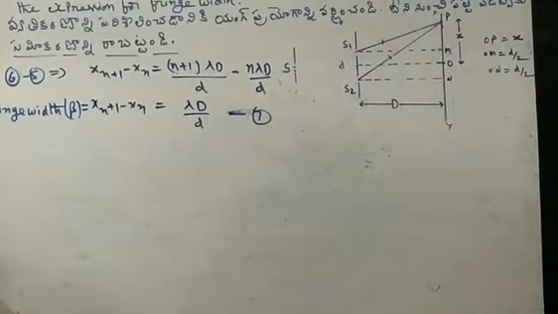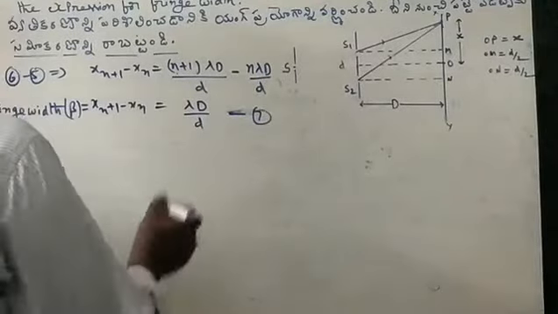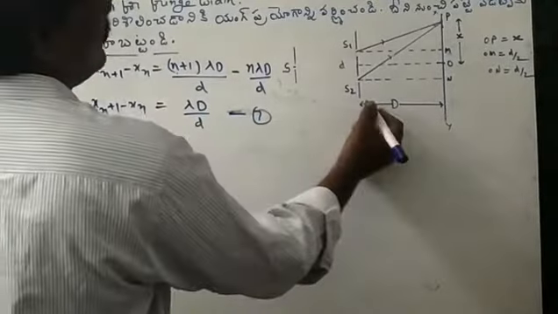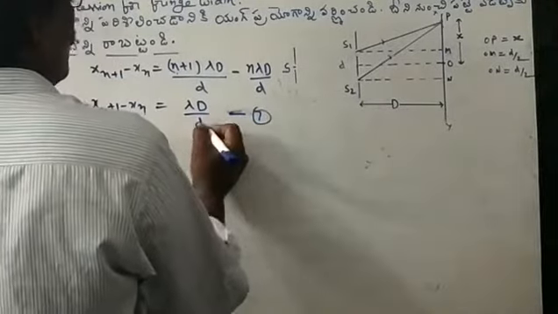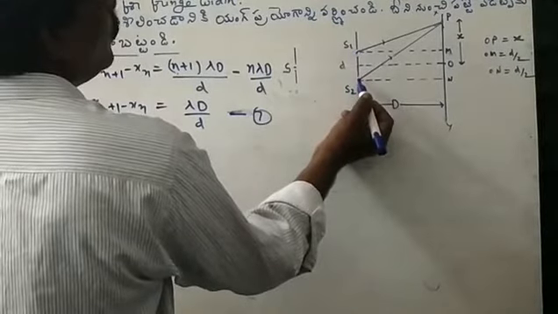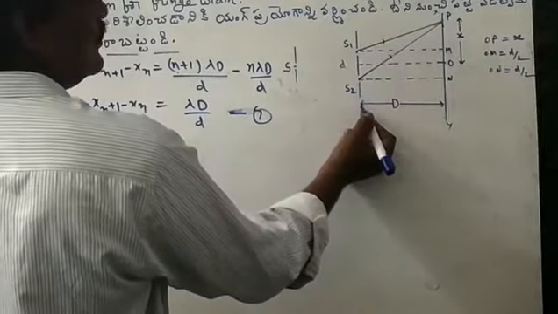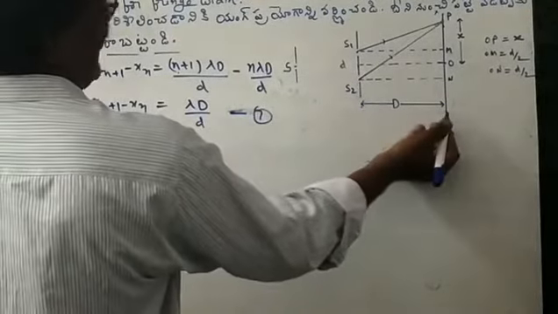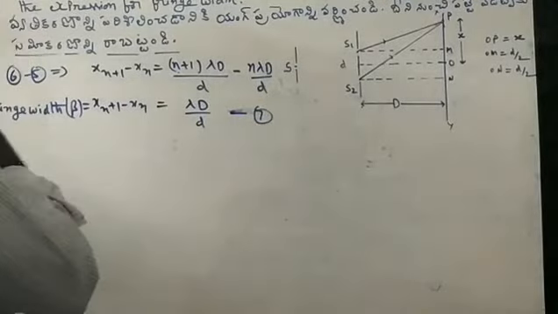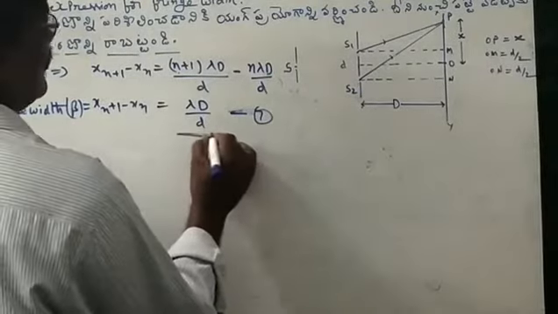xn plus 1 minus xn is equal to lambda divided by d, where lambda is the wavelength of monochromatic light used. Capital D means distance from two slits to screen. Small d is equal to distance between two slits, two coherent sources. This is the answer.